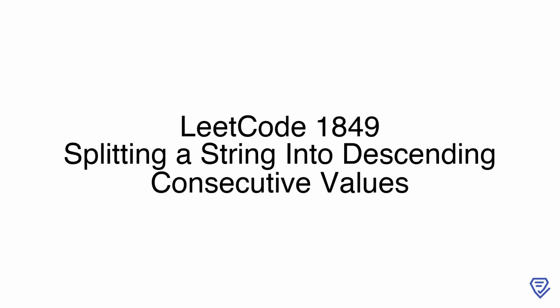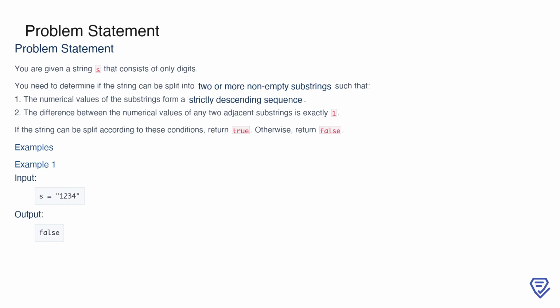Let's get started. In this problem, we are given a string S containing only digits, and our goal is to determine if this string can be split into two or more non-empty substrings that meet specific conditions. First, the numerical values of the substrings must form a strictly descending sequence. Second, the difference between the numerical values of any two adjacent substrings must be exactly 1. If both of these conditions are satisfied, we return true, otherwise, we return false.